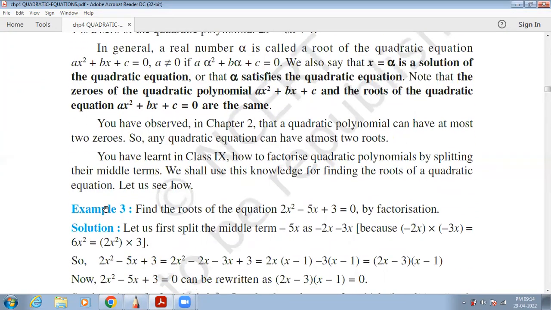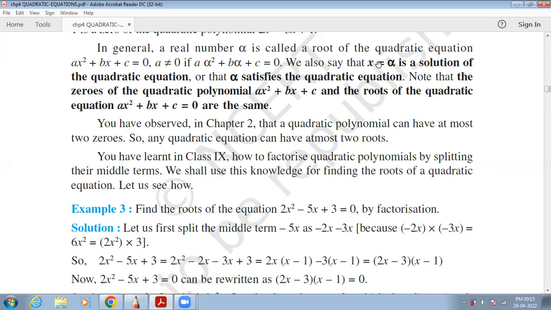So fine, just directly read here that in general, a real number alpha is called the root of the quadratic equation ax squared plus bx plus c equals to 0 if a alpha squared plus b alpha plus c equals to 0. That means if you substitute alpha in place of x, it must satisfy the equation. That is, the left hand side must become 0 if you put alpha in place of x. Okay, only then we call it a root of the equation.